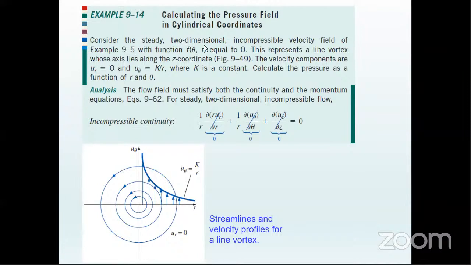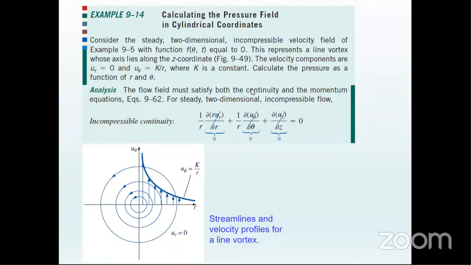Consider a steady, two-dimensional, incompressible flow with velocity field that is not a function of theta or t, so the derivative is equal to 0. This represents a line vortex whose axis lies along the z coordinate. The velocity components are u_r equal to 0 and u_theta equal to k over r, where k is a constant. Calculate the pressure as a function of r and theta.